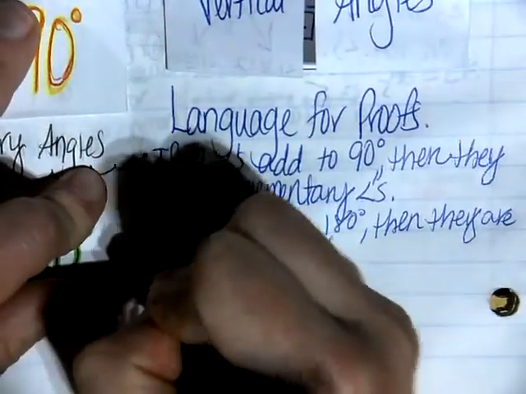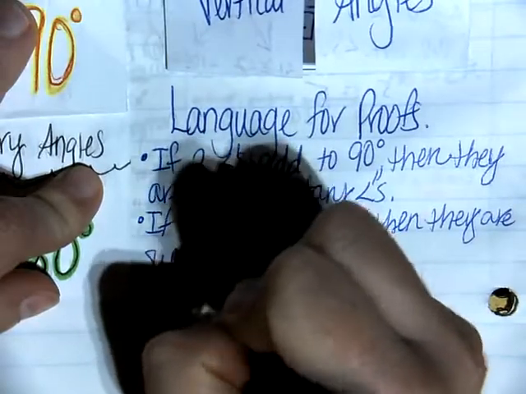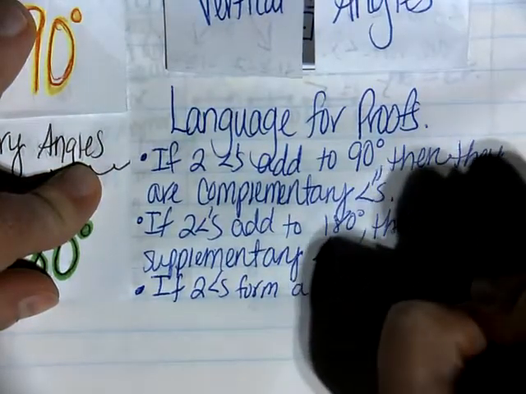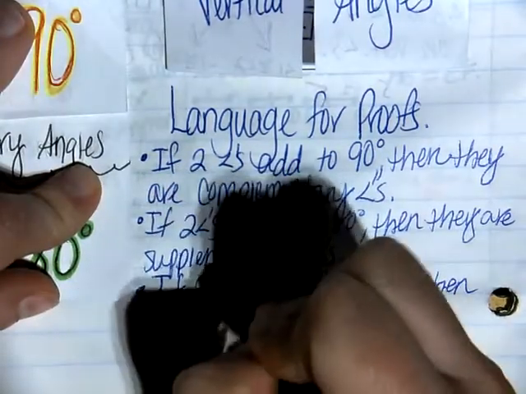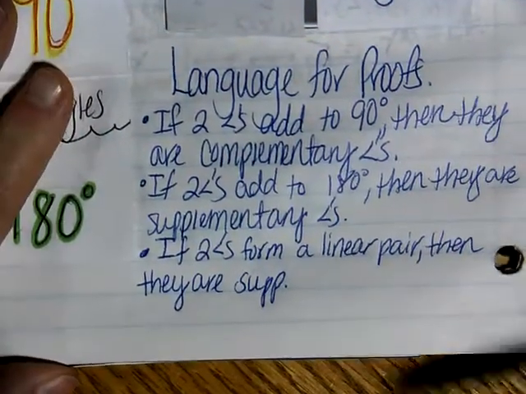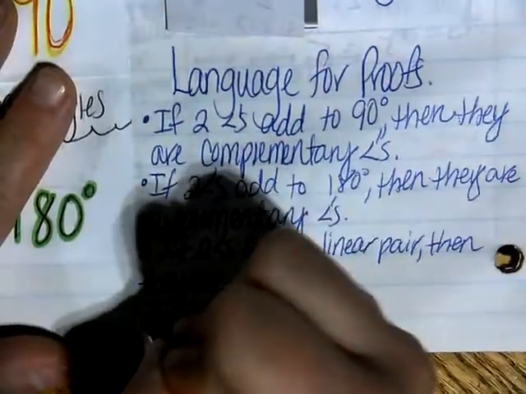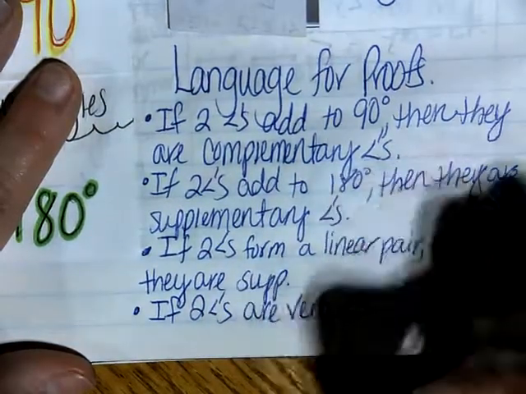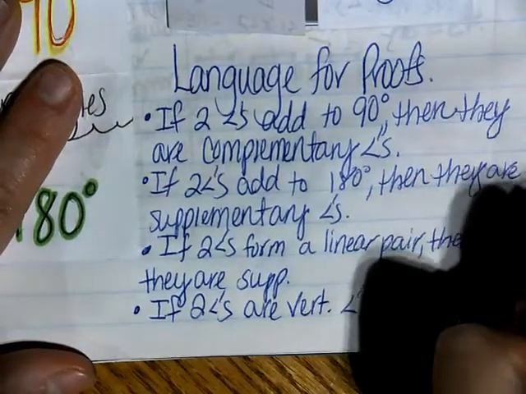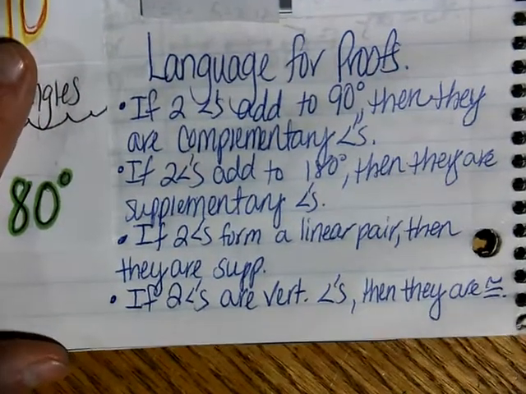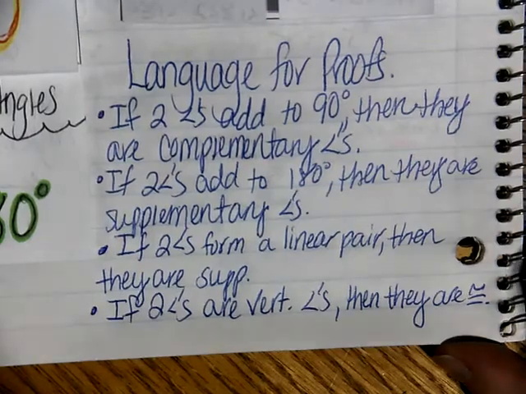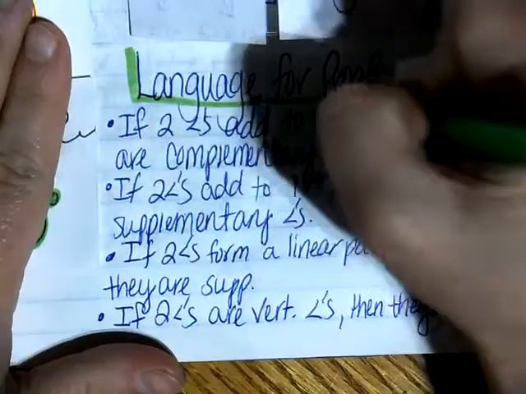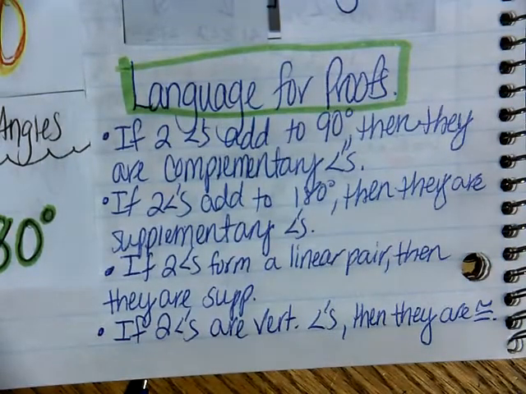Another statement that you might see is, if two angles form a linear pair, then they are supplementary. That's an if-then statement you might see in proofs. And finally, if two angles are vertical angles, then they are congruent. So these are the statements that you're going to see in proof writing, because we are going to be using these definitions whenever we write our proofs. So I want you guys just to be aware of that.